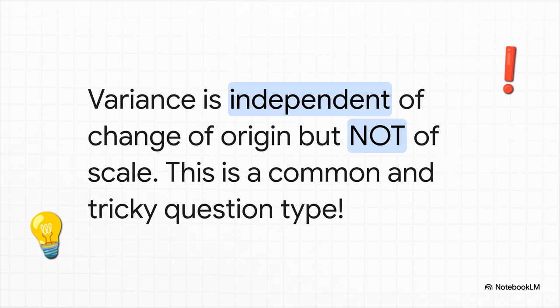Okay, listen up, because this is a certified JEE pro tip. This gets tested all the time. If you add or subtract the same number from every single data point, the spread, the variance, doesn't change at all. It just shifts. But if you multiply or divide everything by a number, oh yeah, the variance changes big time. They love to build tricky questions around this idea.